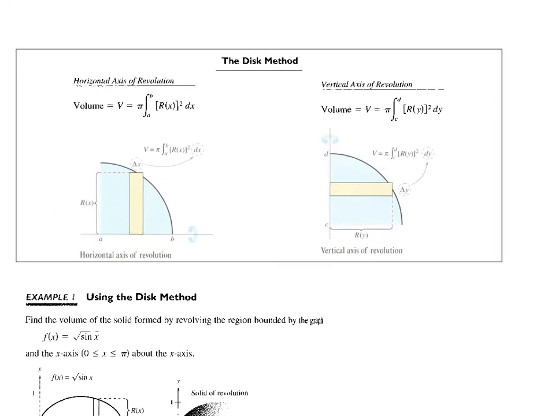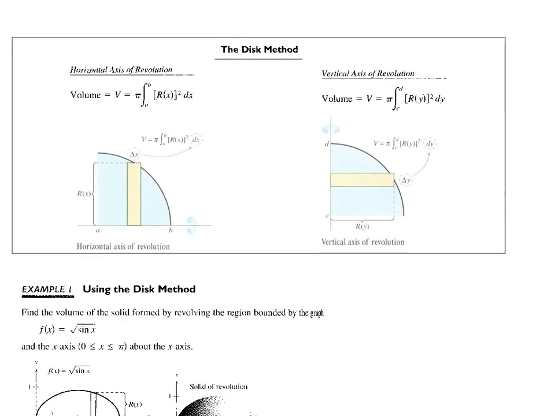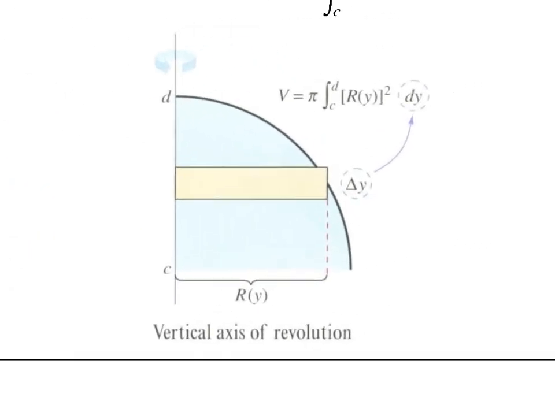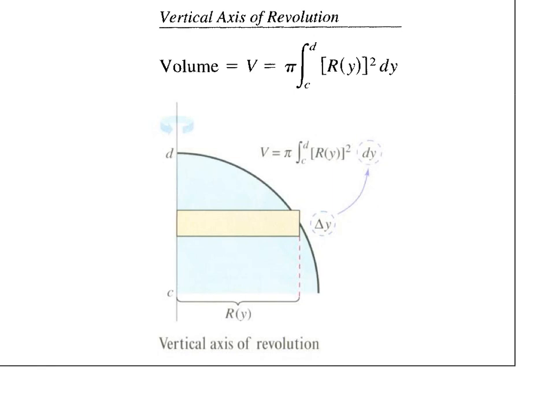Now, the disk method, we can do both with vertical disks or with horizontal disks, okay? If we're given a function that's defined in terms of y, we can do the same thing. Notice, though, the difference here is that we're going to use y coordinates as our bounds. It's the integral from c to d in this case.